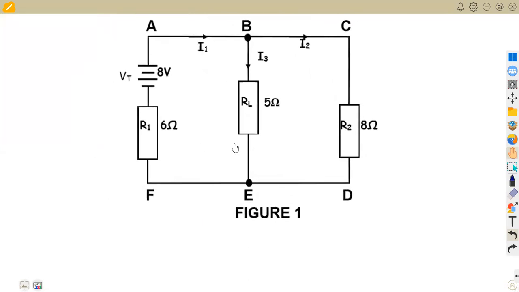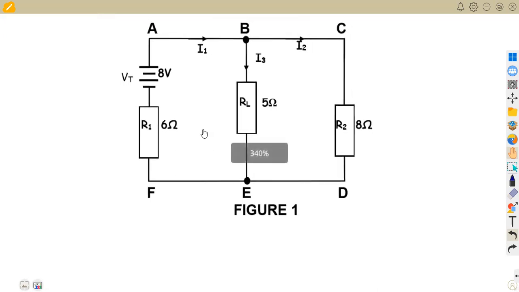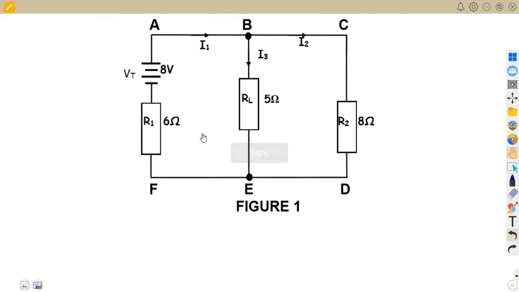This time you are not given the loop to consider. You're just given your diagram like this. So you are the one who is to consider your own loops to use. So just choose the loop that is not complicated for you, because it's your choice, unless you are given a loop to take.